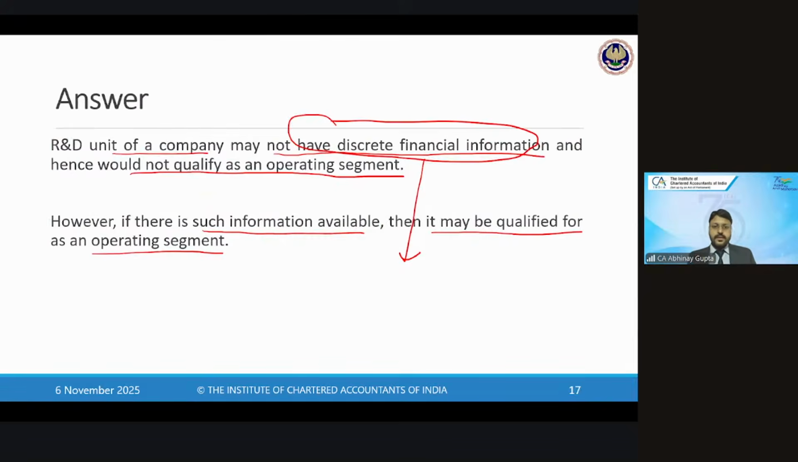Clear? So that's why the answer is also dependent. What I am saying is, the R&D unit of the company may not have the discrete financial information and hence shouldn't be qualified as an operating segment. However, if such information is available, then it may be qualified as an operating segment, right?